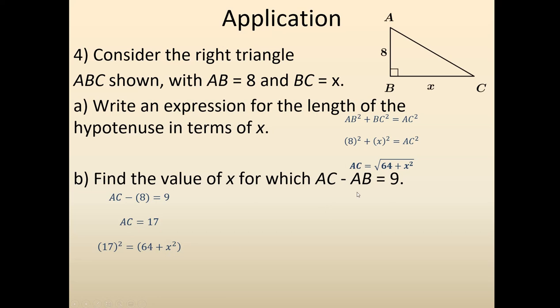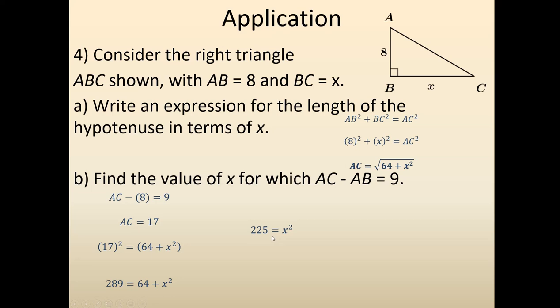Then I'm going to square both sides just like I did in all these other ones to get rid of the square root. I then get 289 equals 64 plus x squared. Getting x by itself, I subtract the 64 over to get 225. And then I'm going to take the square root.